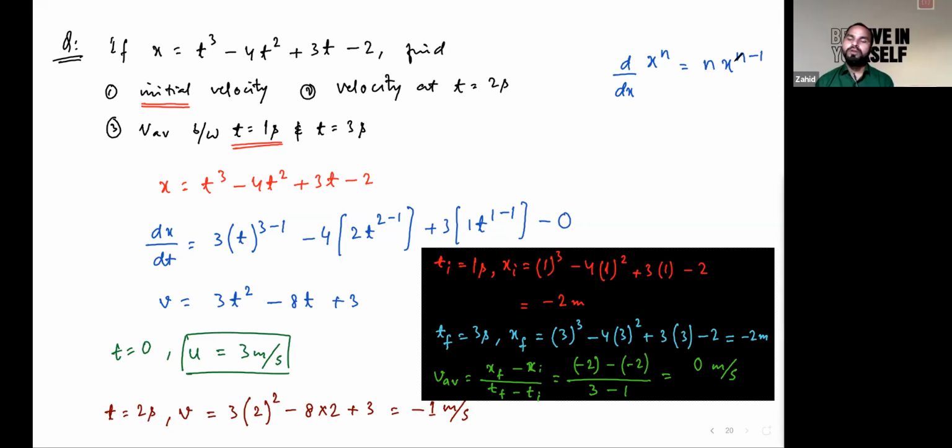If there is an expression in terms of velocity and you have to calculate average velocity, in that case we use the second formula, that is the integration part. But in this problem we have it in terms of displacement, so we have to use the first one.